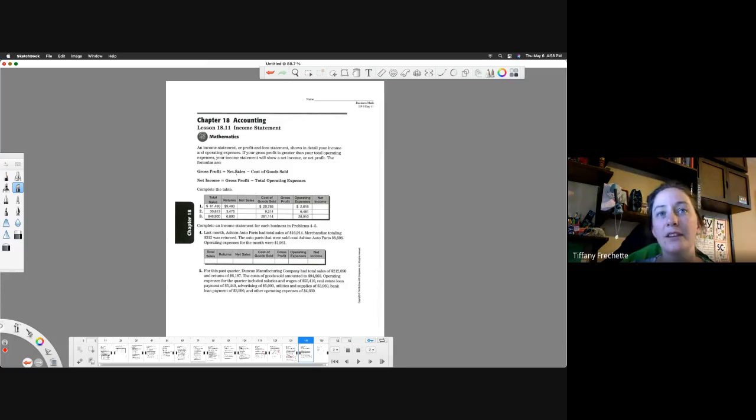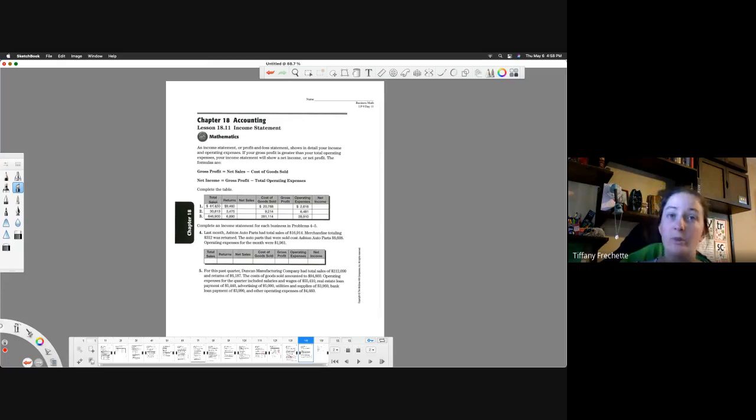So gross profit equals net sales minus the cost of goods sold. Cost of goods sold, we started calculating in the last section. Net income equals gross profit minus total operating expenses. So these are pieces that we're going to need to calculate or be given in order to solve these problems.